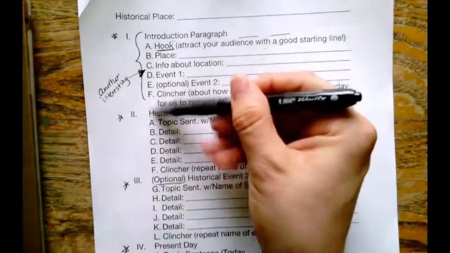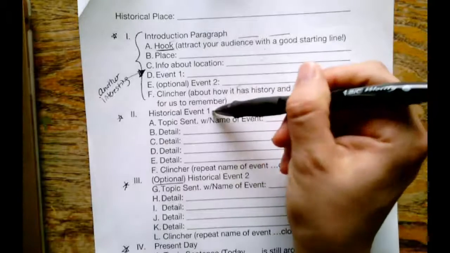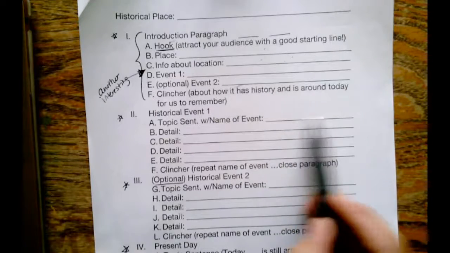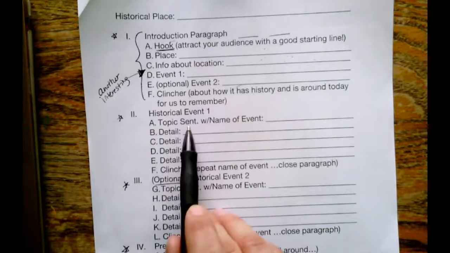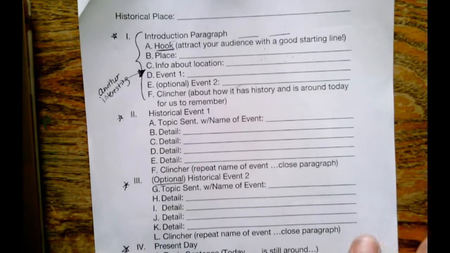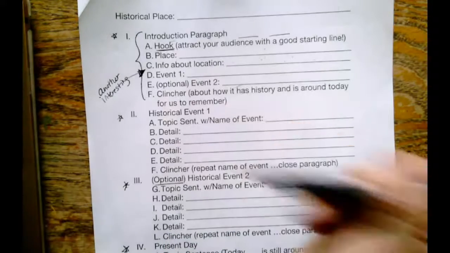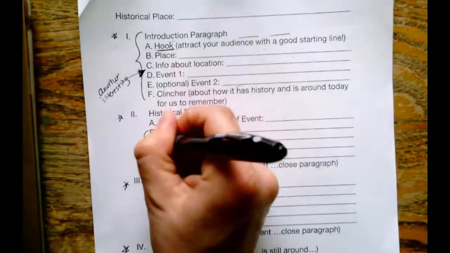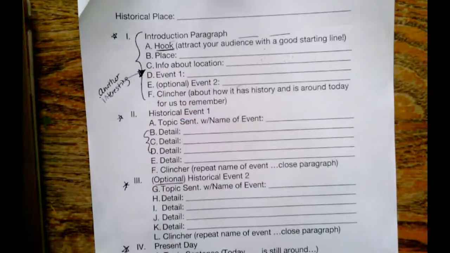So then your next paragraph is on historical event number 1. So write down the name of your event, and then your topic sentence will be there with the name of that event when you write your report. Put in the details you want to share. You should have at least 3, but I gave you space for 4. But 3 is always a good number for like a minimum.